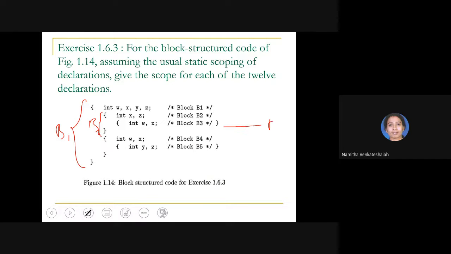From this flower bracket to this flower bracket is B3. This one is B4. And from this flower bracket to this flower bracket is B5. So 5 blocks are there. Okay, these 5 blocks. What is the question?